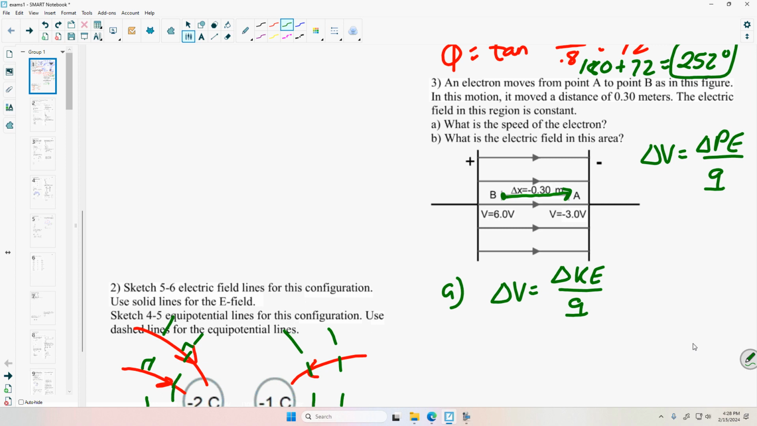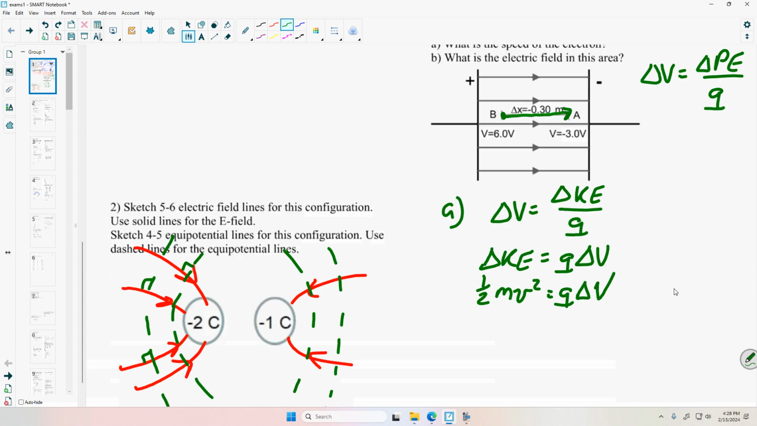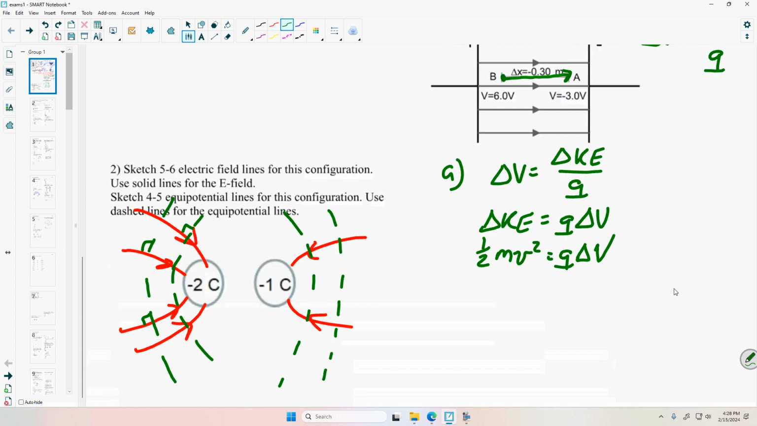So my change in kinetic energy is equal to Q delta V. There's actually a negative in there, but don't worry about the negative. We're just looking for the magnitude of its speed anyway. That's going to be 1/2 mv squared equals Q times delta V. And now we can notice those V's are different quantities. One's the speed, one's the potential. I'm looking for V. So that's going to be the square root of 2Q delta V divided by M.